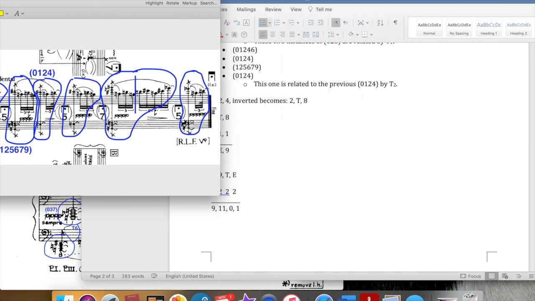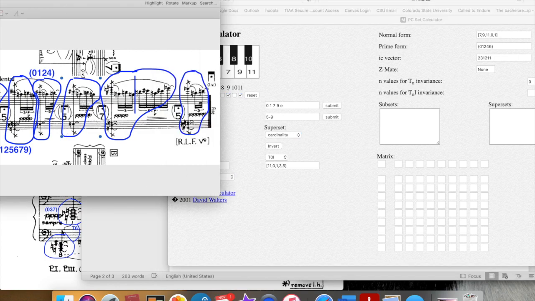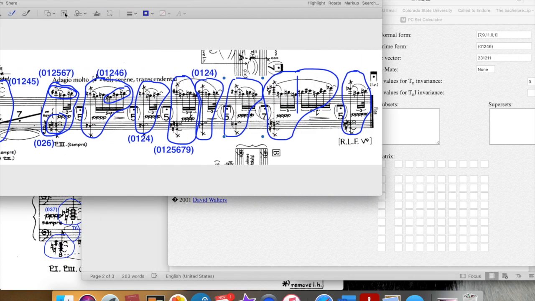This next set is going to be very similar to 0, 1, 2, 4, but it has an additional note. So we've got 0, we've got 1, we've got 9, 11, and now we also have 7. 0, 1, 2, 4, 5, 6 for this right here. More semitones and a tritone this time.